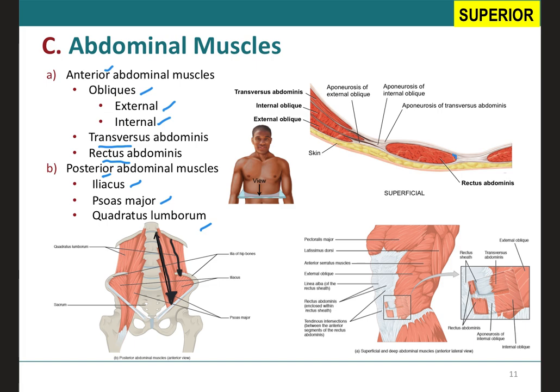Let's identify these muscles on these images. So right over here is your rectus abdominis. You have one part, which would be the left side, and here you can see a little bit of the right side of the rectus abdominis, which are your six packs or your abs.